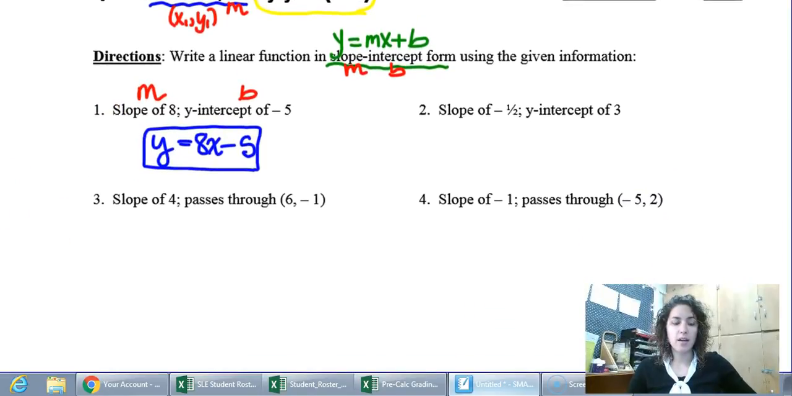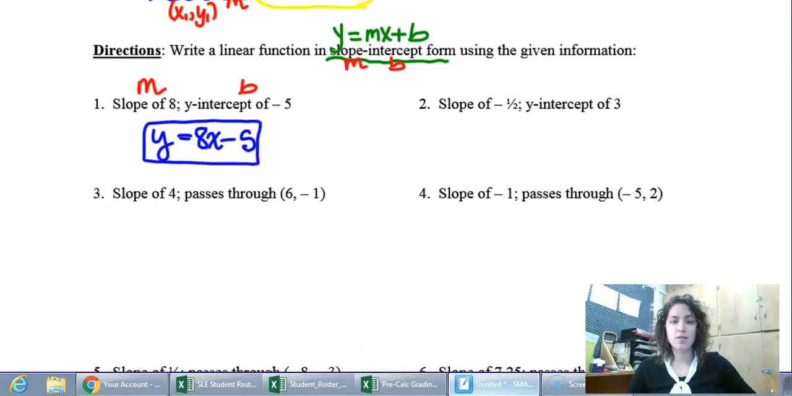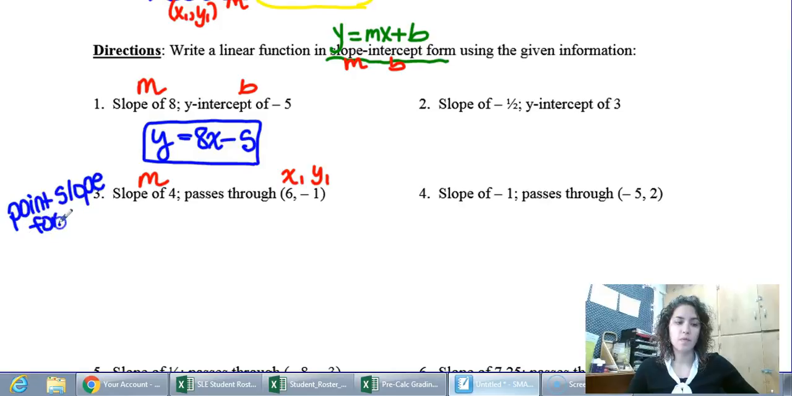Let's take a look at number 3. Number 3 says slope of 4, which is m, and now I've got passes through this point. This is a point on the line, so I can label that x1, y1. And as soon as I see I have slope and a point, right away I see that my only option right now is point slope form, which again is y minus y1 equals m times x minus x1.